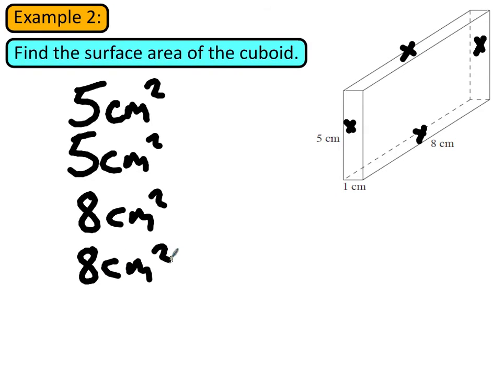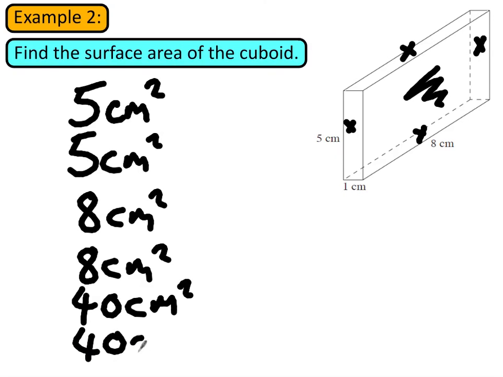Finally, we've got the larger side, so this side here is going to be 5 by 8, so 5 times 8 is 40 centimeters squared, and this side opposing it is also going to be 40 centimeters squared as well. So those are the 6 sides of our cuboid. All we need to do now is add them up so we get the total surface area. So 5 plus 5 plus 8 plus 8 plus 40 plus 40.